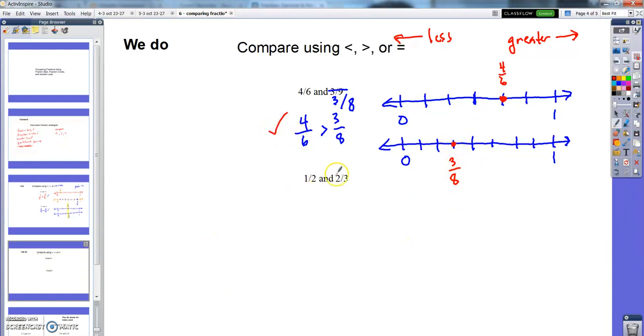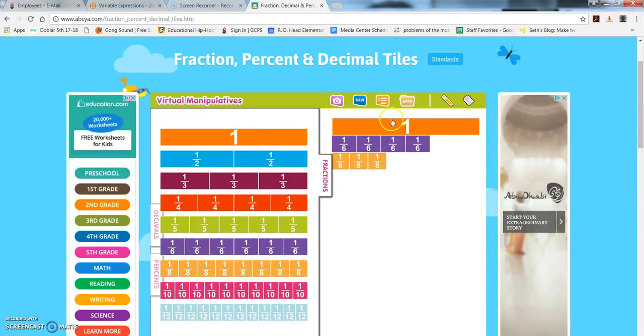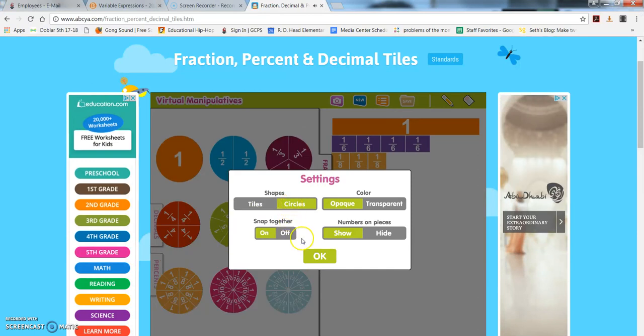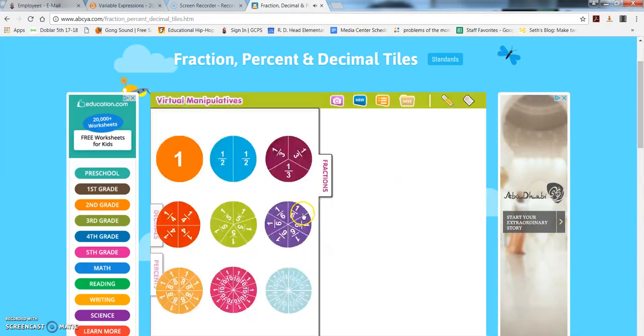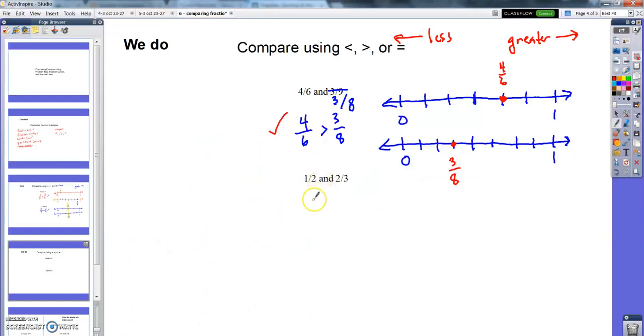All right. One more, 1/2 and 2/3. Why don't we start with circles this time? Here is a half. Here is 2/3. And it looks like 2/3 takes up more of my circle than a half. A half stops about here, and 2/3 goes farther. So looking at my fraction circles, I would say that 1/2 looks like it's less than 2/3. I will double check with some number lines, however.